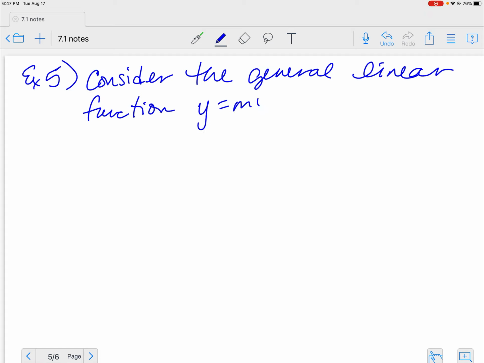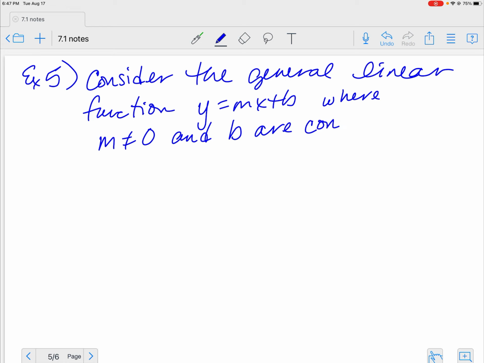Okay, of y equals mx plus b, where we know our slope cannot equal 0, right? So we're not looking at that. m and b are constants, and m can't equal 0. That's what this is saying.